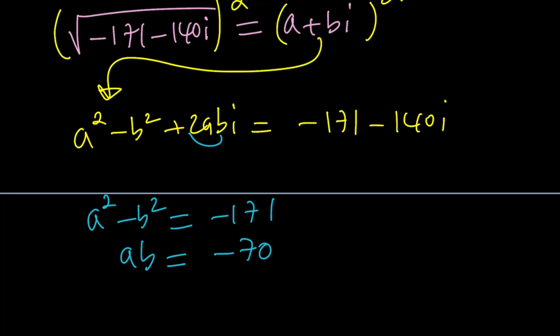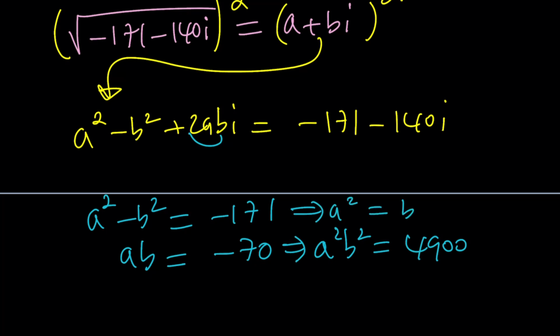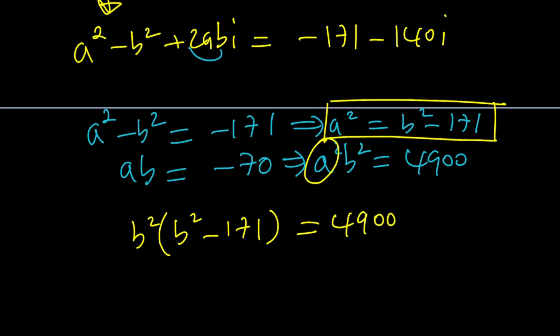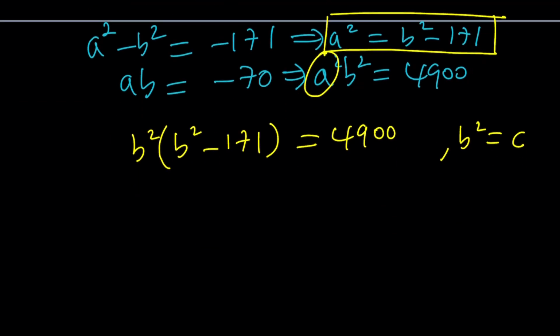How? There's a couple different ways, one of which is squaring the second equation and then isolating one of the variables. a squared is probably a little easier, and then substituting this right here. So replace a squared with that. So you're going to get b squared times b squared minus 171 equals 4,900. Now, I need to set b squared equal to something like c maybe. This gives us c squared minus 171c minus 4,900 equals 0.